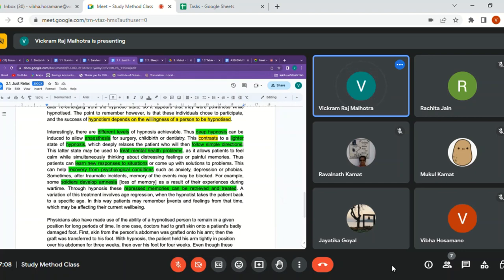Now, Anya, Yashasvi, what I'm going to ask you is, for this particular paragraph that Mukul just helped me highlight, only the highlighted words. When you read a highlight, just tell me if you understand and remember the rest of the points. Different levels. Deep hypnosis, anesthesia. Lighter hypnosis, follow simple directions. Do you understand what it is dealing with? Do you remember? Excellent.